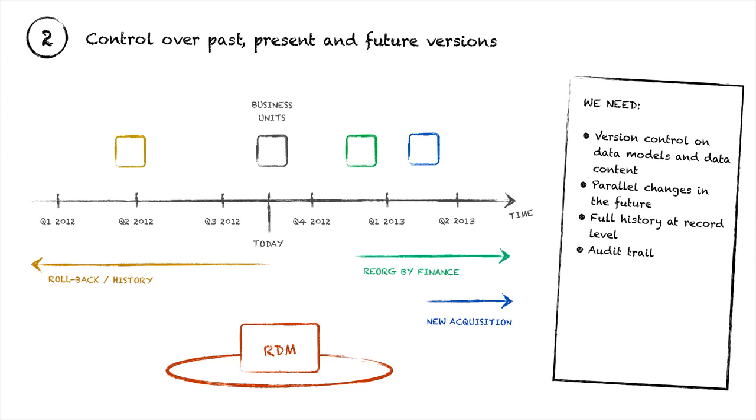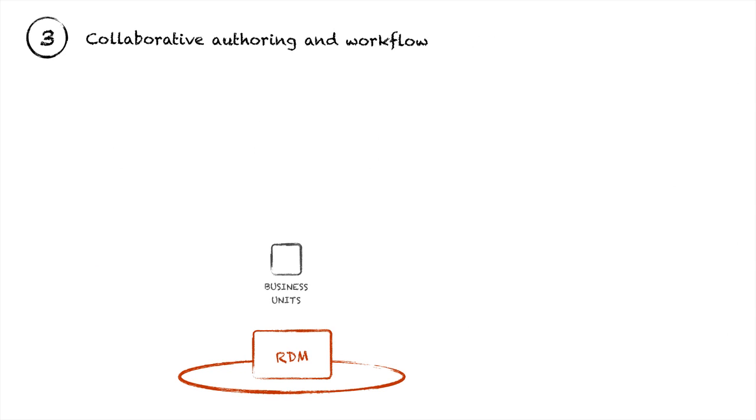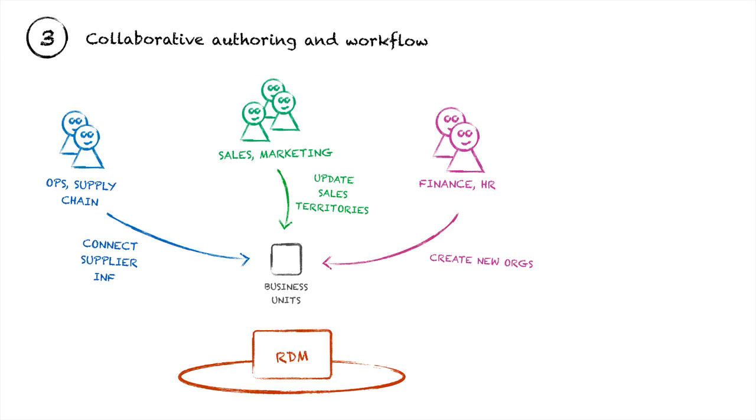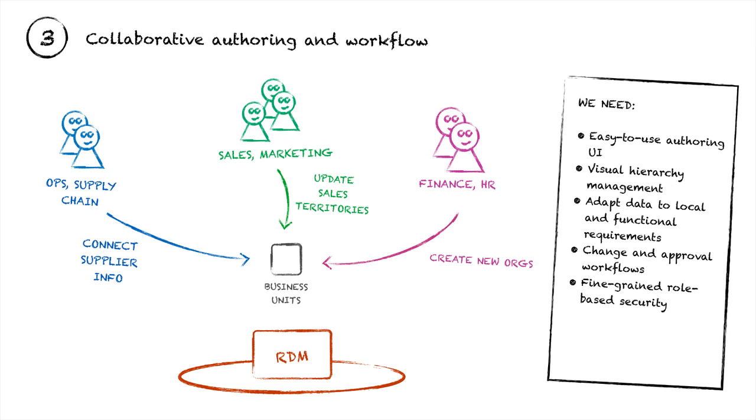Reference data is shared across your organization. It's used by multiple domains of master data. What that means is that you'll have multiple business users who are accountable and responsible for that information. Finance and HR might update new organizations and business units. Simultaneously, supply chain may add supplier info. Sales and marketing may need to attach those units to specific sales territories. So you'll need some method of doing collaborative authoring and workflow.